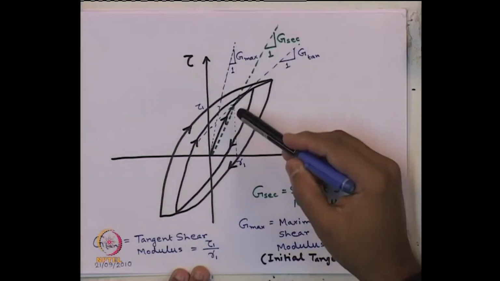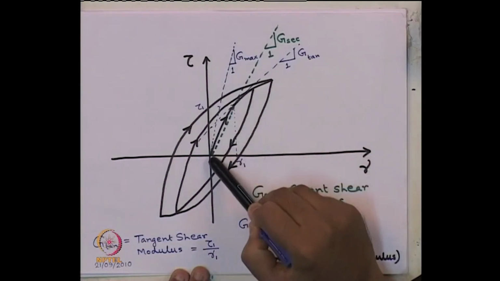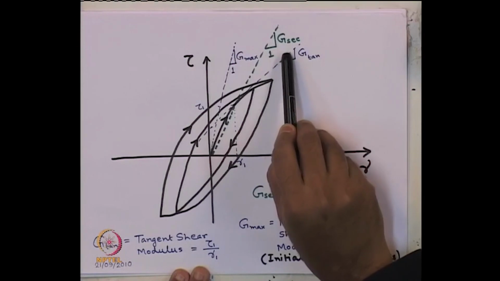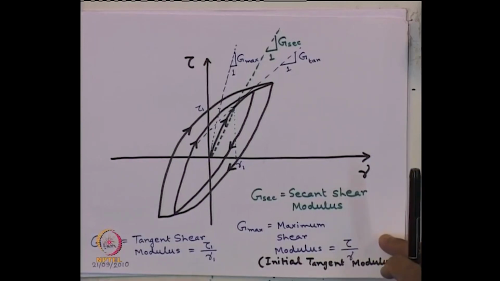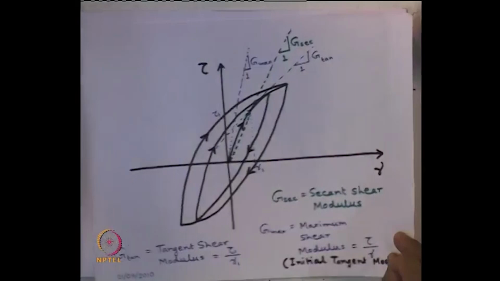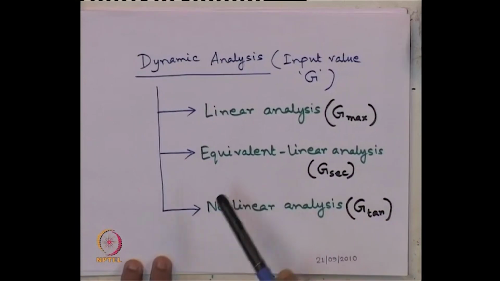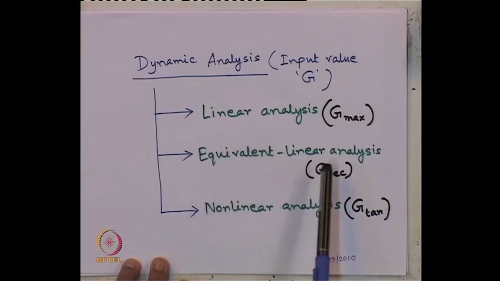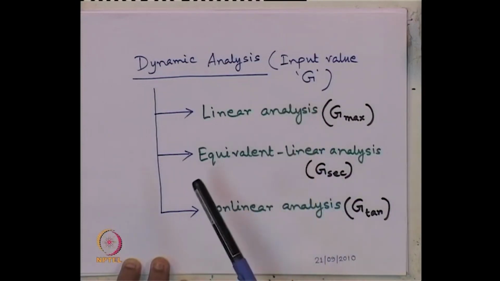And another shear modulus we have seen: if we join this point to the origin, the slope of that line will give us another shear modulus, which is called the secant shear modulus. And the applications of these three different types of shear modulus, that also we have seen in dynamic analysis. We can subclassify any dynamic analysis into three categories: linear analysis, equivalent linear analysis and nonlinear analysis, based on what input value of the shear modulus we are using for the analysis.